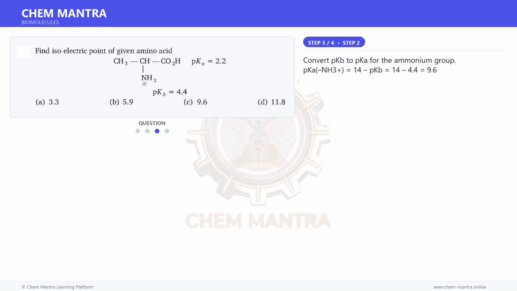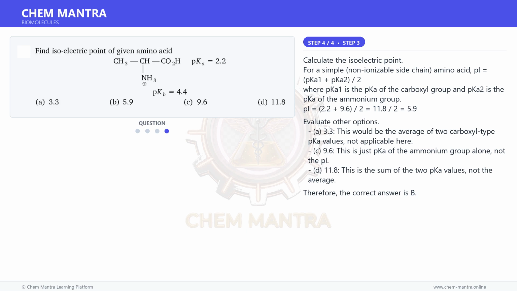Moving on to the next step. Convert pKb to pKa for the ammonium group. pKa of NH3+ is equal to 14 minus pKb, which is 14 minus 4.4, equal to 9.6. And for the final step, calculate the isoelectric point.